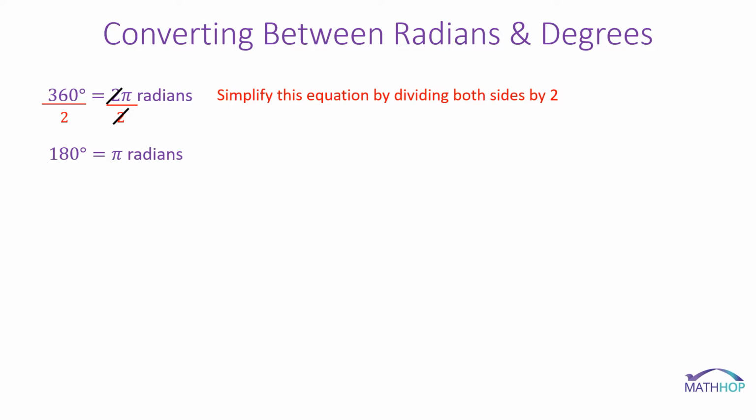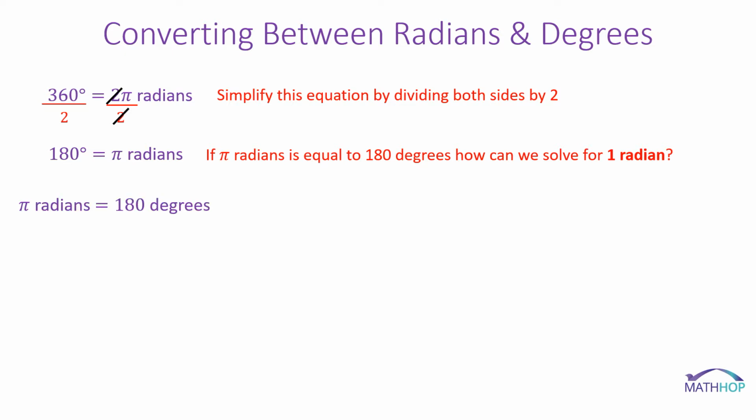Now, I'm still not solved for radians, right? I have pi radians. I don't have 1 radian. So if pi radians is equal to 180 degrees, how can we solve for that 1 radian? What's preventing us from having 1 radian? The fact that we have pi of them, right? 3.14 approximately. So if pi radians equals 180 degrees and we care about 1 radian, we'll divide both sides by pi. Remember, pi is just a number.